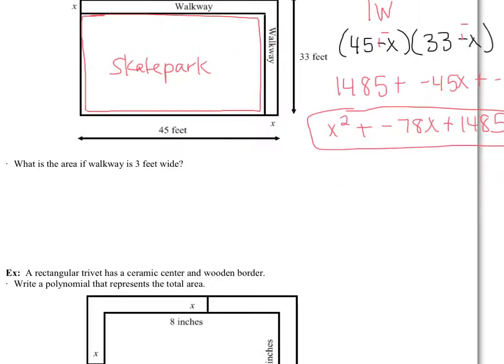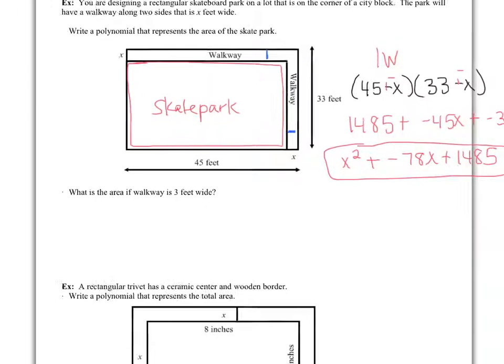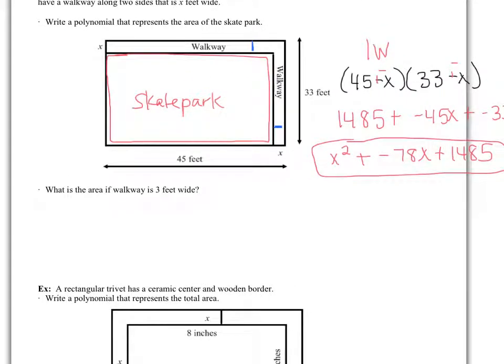So now it says, what is the area if the walkway is 3 feet wide? And what that's saying is from here to here is 3 feet, and from here to here is 3 feet. So I want to use my expression that I just came up with, x squared minus 78x plus 1485. And since this distance right here is x, and they're telling me it's 3, I can replace x with 3.